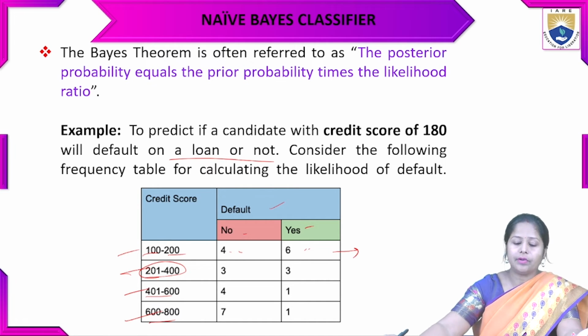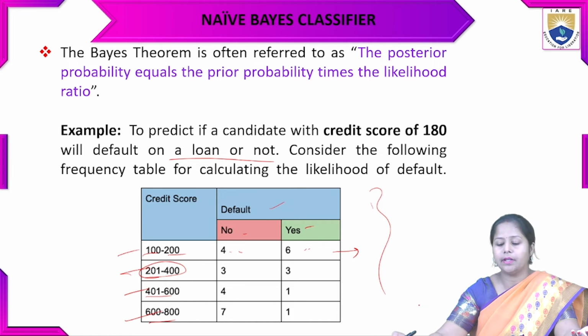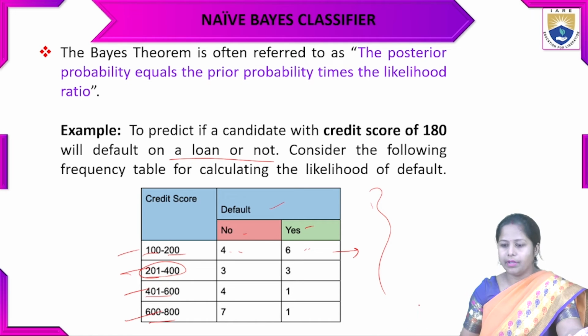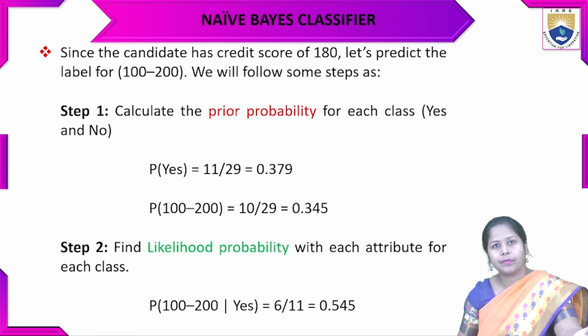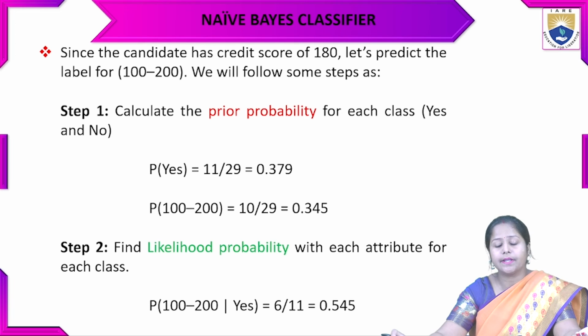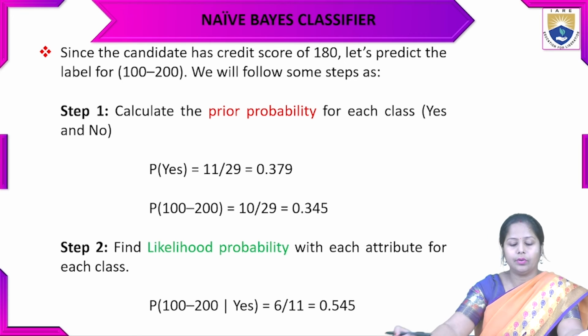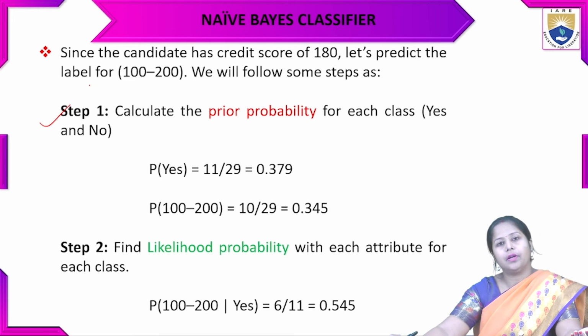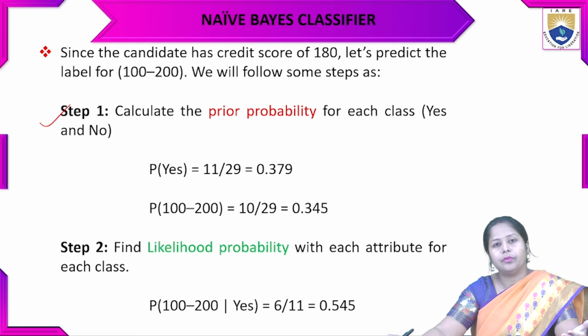So consider the following frequency table for calculating the likelihood of default. We will see some of the steps. Since the candidate has a credit score of 180 and we have to predict the label, we will follow some steps. In the first step, we have to apply the naive Bayes classifier.